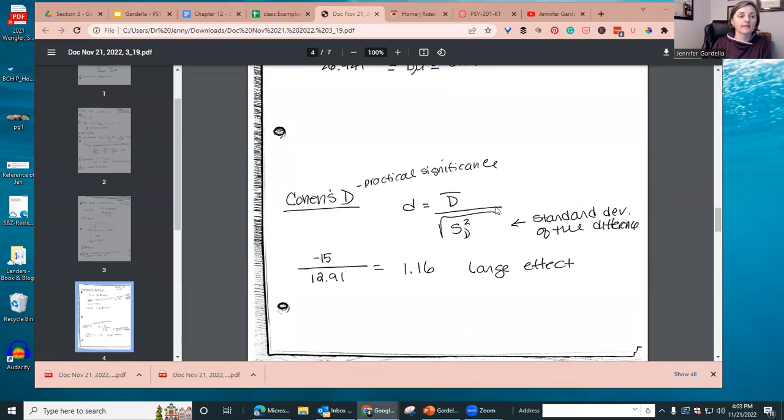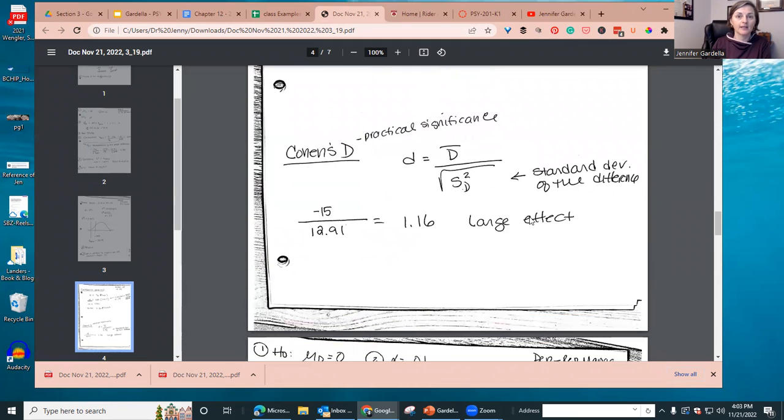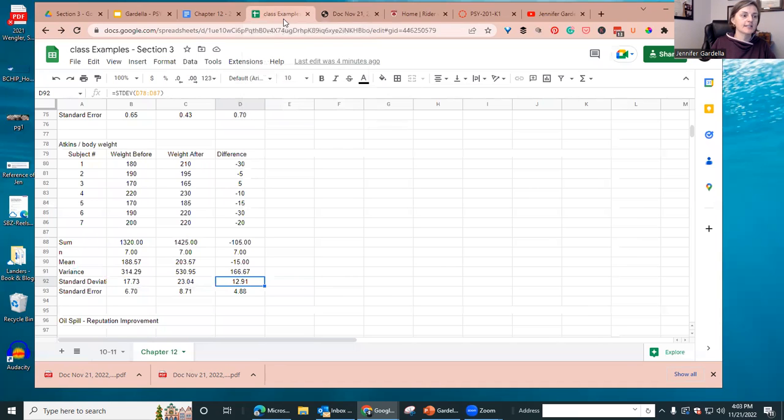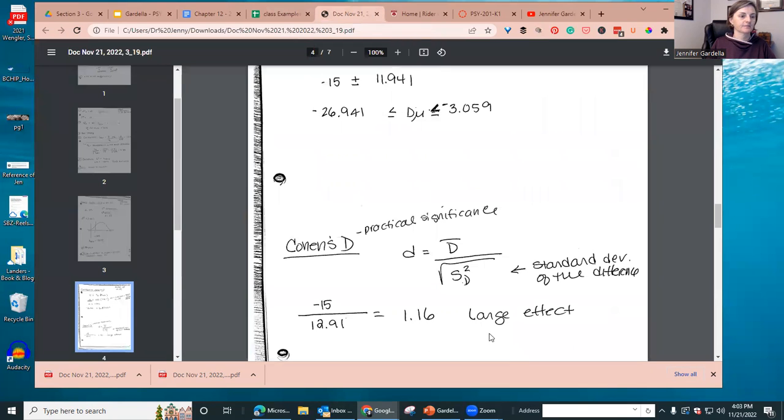And then we have Cohen's d, practical significance, meaning is the difference between the means large enough for it to really be practical and make a difference? So here, now this is where you need to really pay attention to your calculations. This is the standard deviation of the difference right here, not the standard error that we use in the test statistic. This is the standard deviation of the difference.